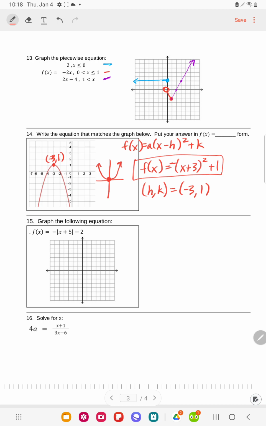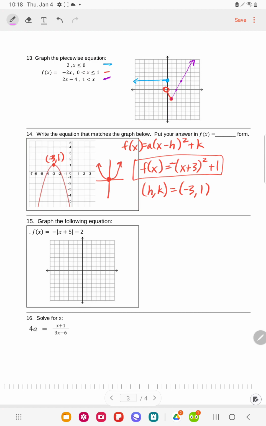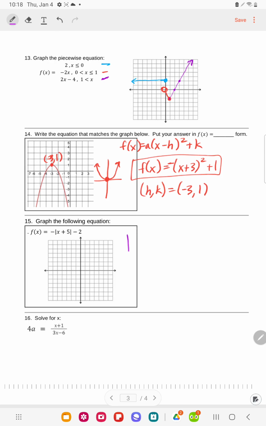For question 15, graph the following equation. Negative absolute value of x plus 5 minus 2. Okay, so when we have this function right here, we have an absolute value function, and for absolute values, they generally look something like this. Once again, where the vertex is at 0, 0. So we know that originally we need to move the vertex over 5 units to the left and then 2 units down. This is what we call our vertex.